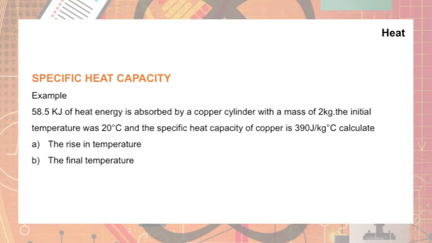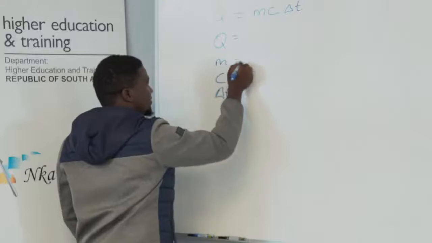They are saying 58.5 kilojoules of energy is absorbed by a copper cylinder with a mass of 2 kg. The initial temperature was 20 degrees Celsius and the specific heat capacity of copper is 390 joules per kg degrees Celsius. You are requested to calculate the rise in temperature. But before you can calculate the rise in temperature, you must have your knowns. First, you have Q, M, C, and your change in temperature.